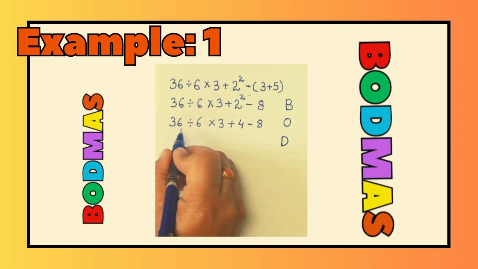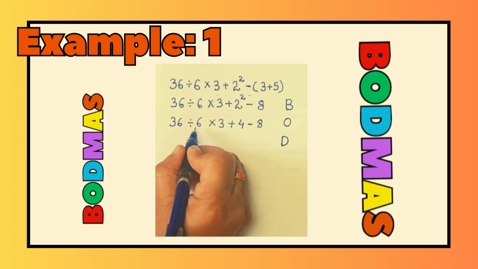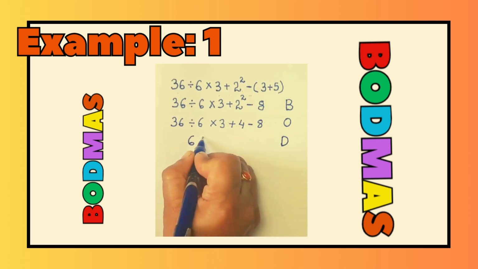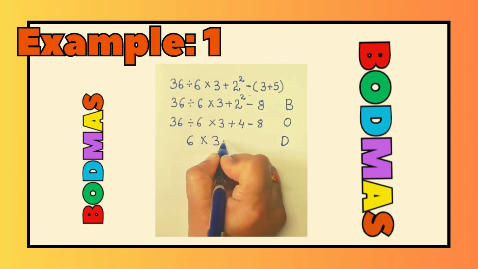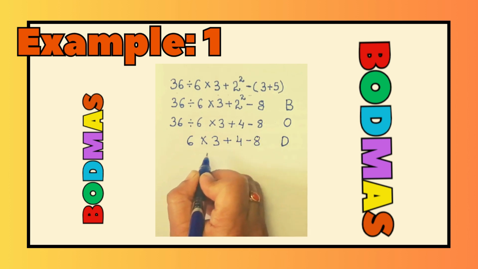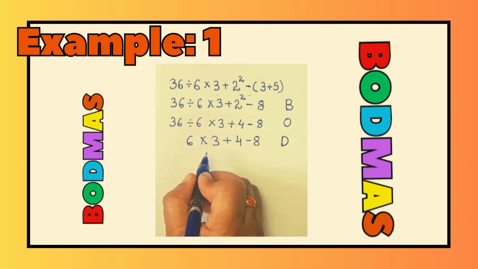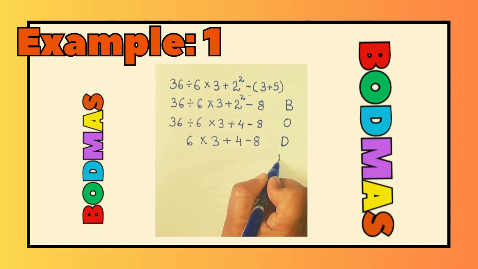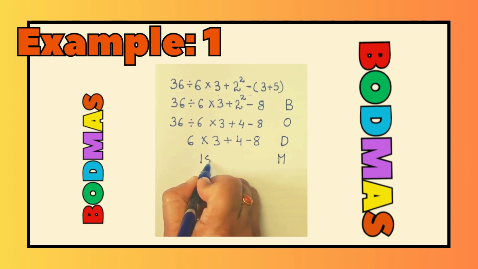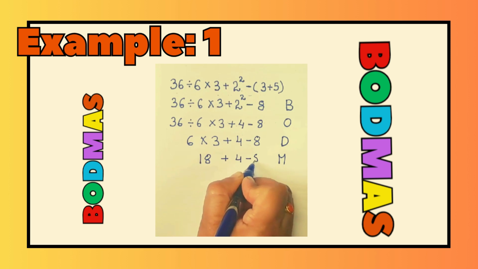Now here from left to right, I have division first. So I'll be doing division here. Okay. 36 divided by 6 is 6 into 3 plus 4 minus 8. Now, after division, it is multiplication. We have multiplication here. So let's do multiplication here. 6 3s is 18 plus 4 minus 8.